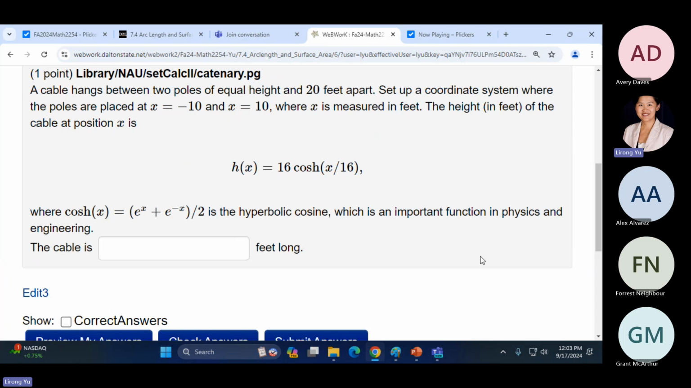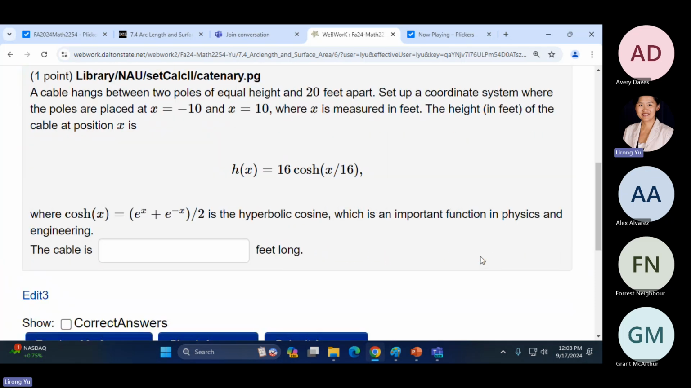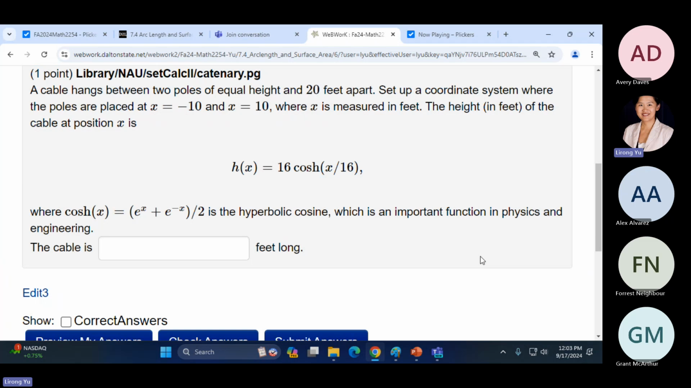This is question number 6. We have a cable hanging between 2 poles of equal height and 20 feet apart. Set up a coordinate system where the poles are placed at x equal to -10 and x equal to +10, where x is measured in feet. The height of the cable at position x is given as follows. That's why we have -10 and +10, because the distance between -10 and +10 is 20.